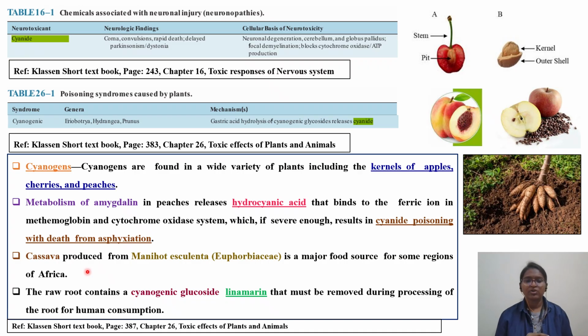Cassava is another important thing that you can go back and read in the African population. This particular cassava root, if it is not treated properly and if it is consumed in large quantity, there is a possibility of causing poisoning. Cassava, which is produced by Manihot esculenta of the Euphorbiaceae family, is a major food source for some regions, in the case of Africa.